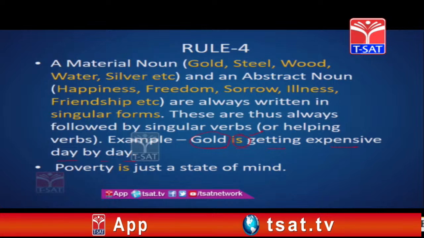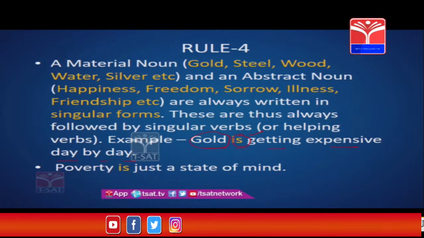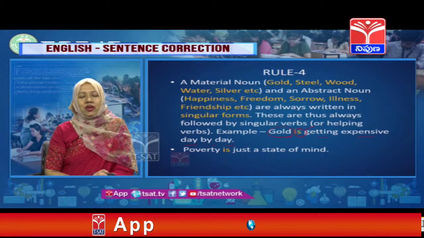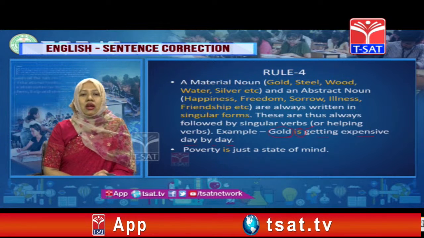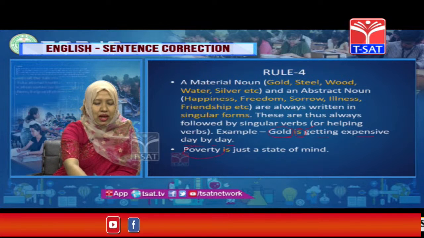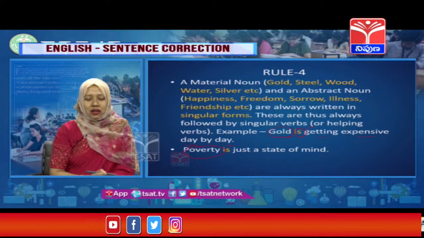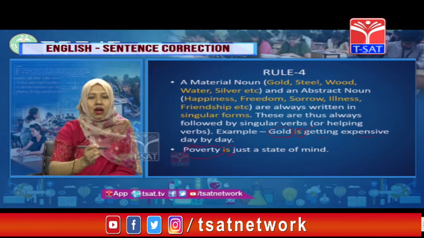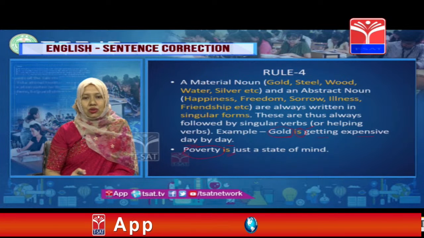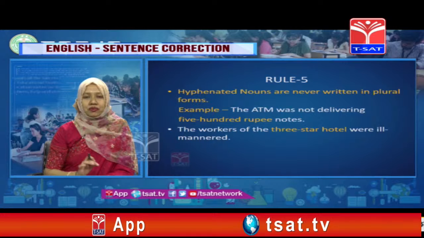Abstract nouns. Happiness, freedom, sorrow, illness, friendship, love, all these are abstract nouns. Though these are feelings, we cannot measure them. Now poverty. Poverty is also an abstract noun. Poverty is just a state of mind. So poverty is used as a singular subject. Along with the singular subject, a singular helping verb should be used. I hope this rule is clear to you. So let's move to the next.